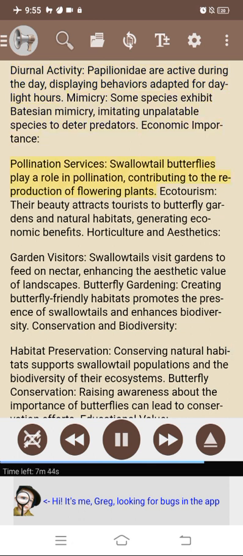Economic importance. Pollination services: swallowtail butterflies play a role in pollination, contributing to the reproduction of flowering plants. Ecotourism: their beauty attracts tourists to butterfly gardens and natural habitats, generating economic benefits. Horticulture and aesthetics. Garden visitors: swallowtails visit gardens to feed on nectar, enhancing the aesthetic value of landscapes. Butterfly gardening: creating butterfly-friendly habitats promotes the presence of swallowtails and enhances biodiversity.